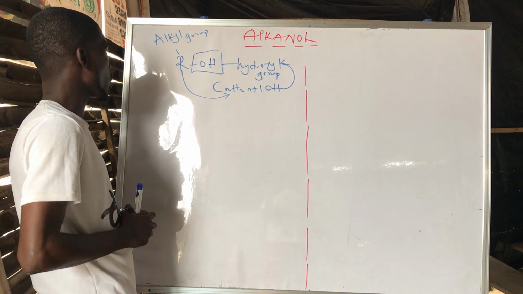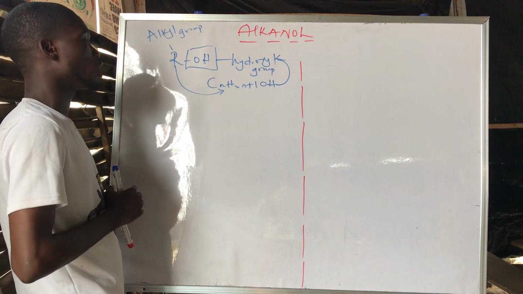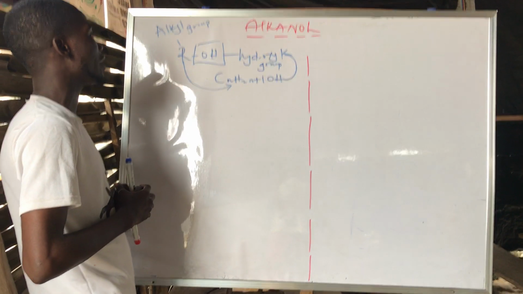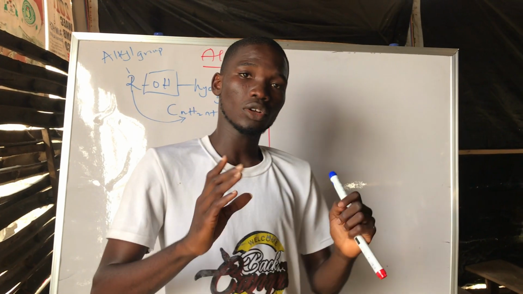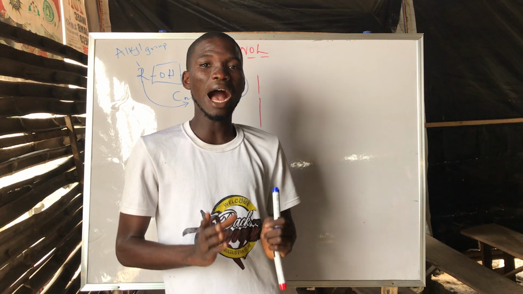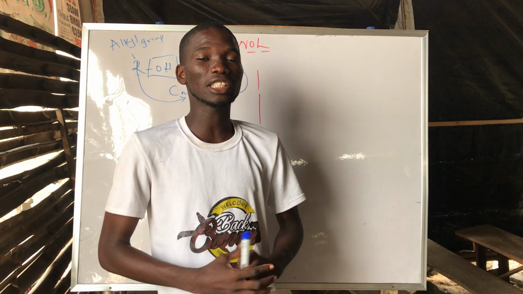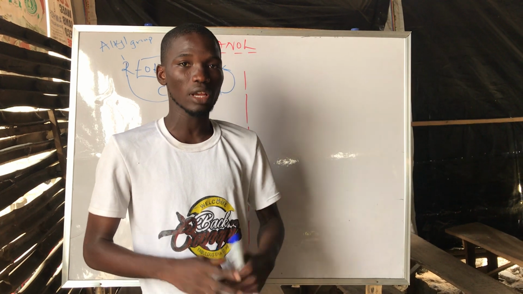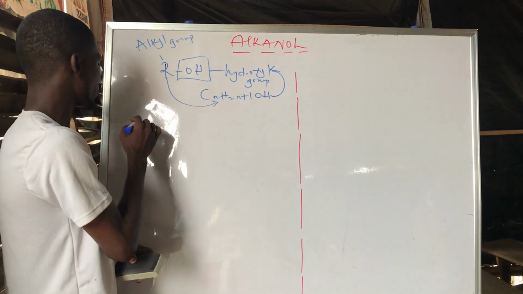Are you with me now? So now let's go to the naming of this alkanol. If I have to look at the naming of this alkanol, our main objective today is, number one, how to name compounds under this alkanol. Number two is how to differentiate between the primary, secondary, tertiary, and the quaternary alcohol. So now let's start with when n is equal to 1.